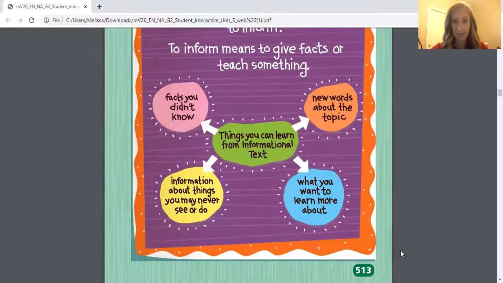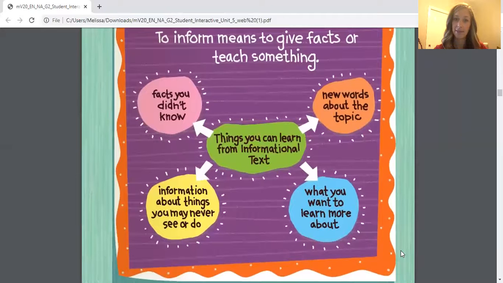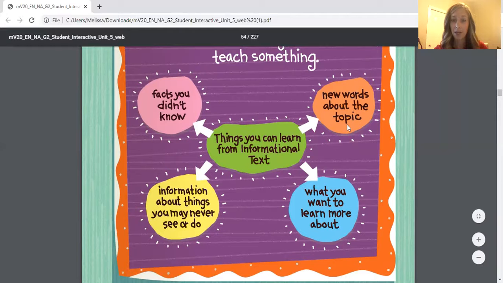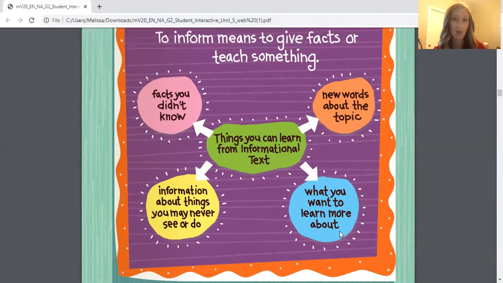So if you look at this web, in the center we see things you can learn from an informational text. You can learn facts that you didn't know. You can learn new words about the topic. You can learn what you want to learn more about. So maybe if there's a topic you don't know enough about, you can go and find an informational text on it to learn more about it. And you can also learn information about things you may never see or do. And that's the amazing thing about reading, especially informational text, is that it can transform you and make you feel like you're in a different place or a different time to learn about information.